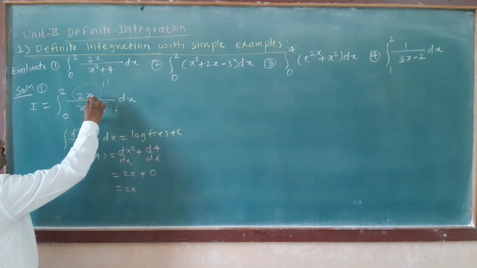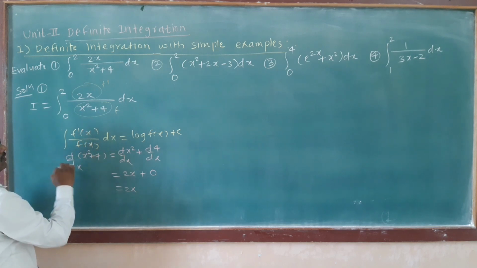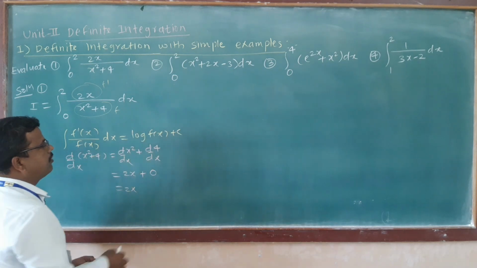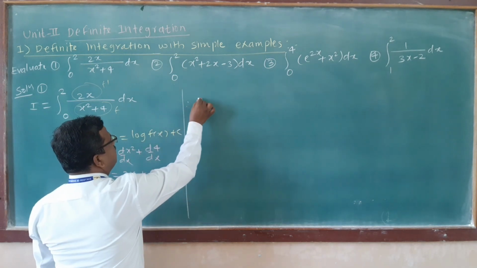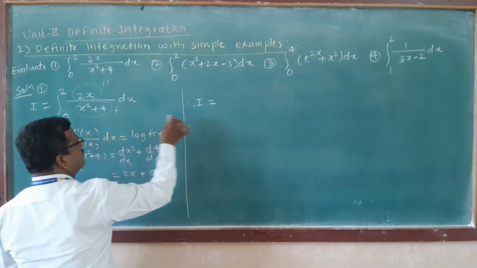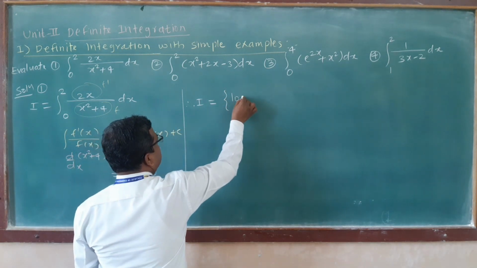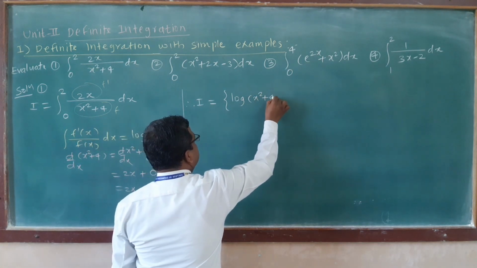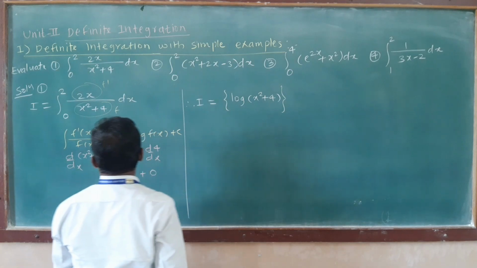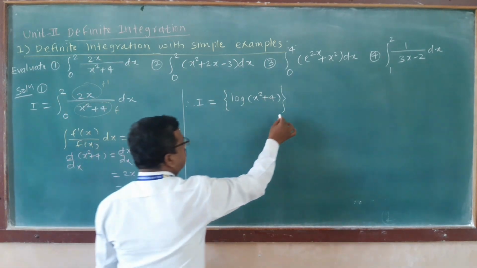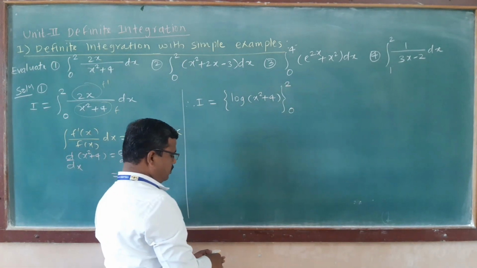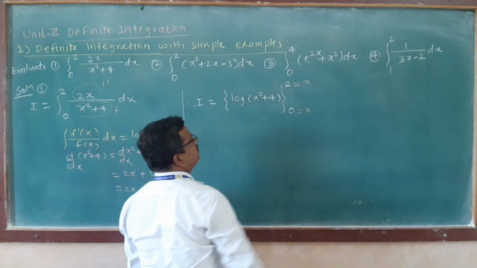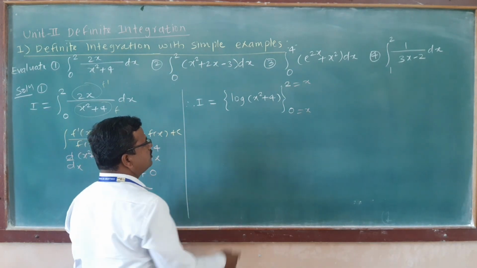So this integrand is of the form f dash of x upon f of x. So therefore its integration is equal to log of f of x. So therefore I is equal to log of f of x, f of x means x square plus 4, within the limit 0 to 2. Now these 0 to 2 are the values of x, that means x takes value from 0 to x takes value from x is equal to 2.